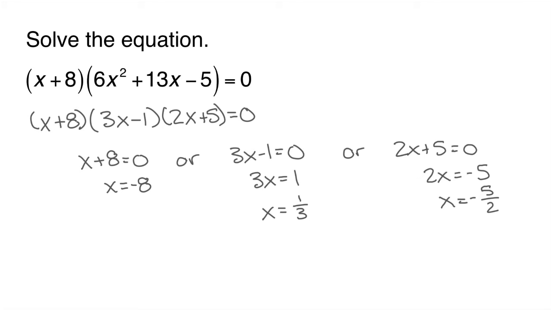We can check each solution in the original equation. When we substitute −8 for x, we have 0 times the second factor, which is equal to 0. When we substitute 1/3 in for x, our second factor is equal to 0, so we have (1/3 + 8) times 0, which is 0. And similarly, when we substitute −5/2 in for x, the second factor is equal to 0, so we have (−5/2 + 8) times 0, which is 0.